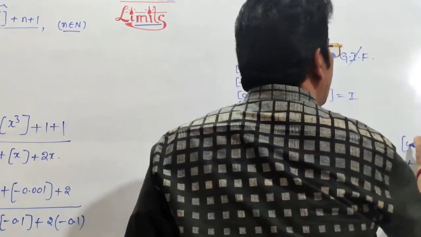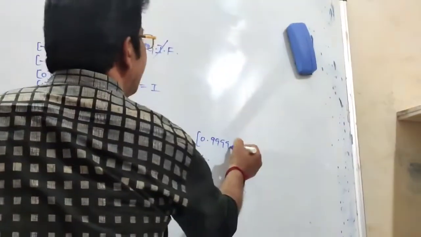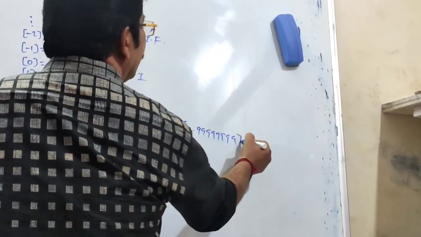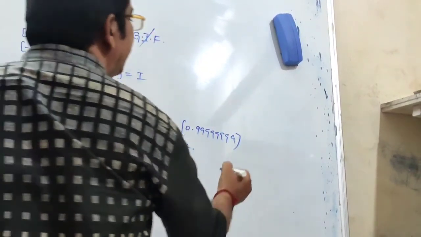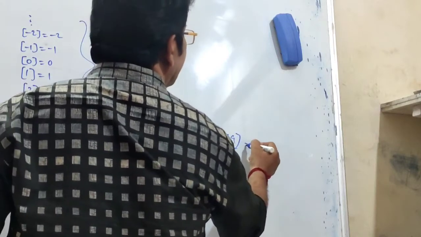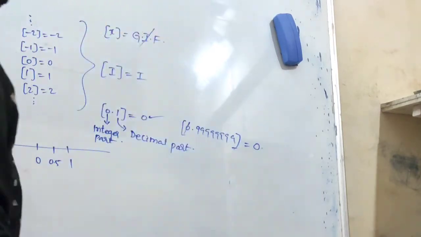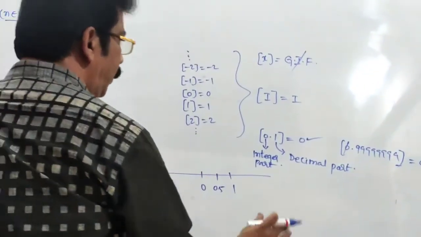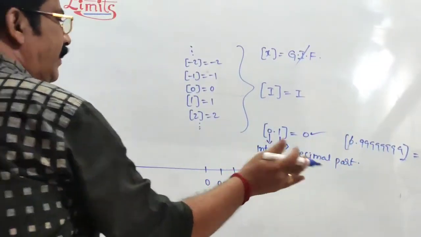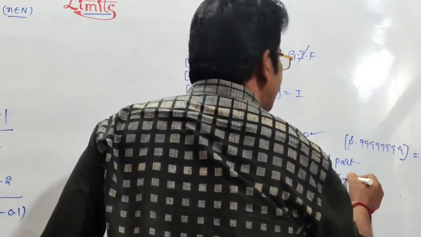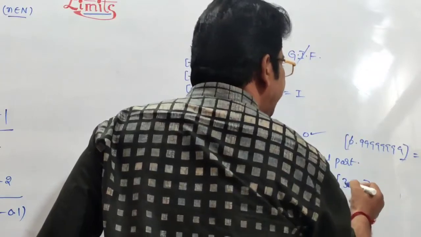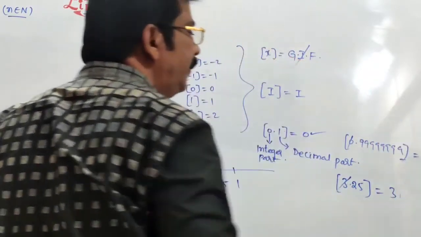Similarly, even though it is 0.9999999999999, you can take any number of times, it will take only 0. Next, another example, box of 3.25. It will take only the integer, that is equal to 3.